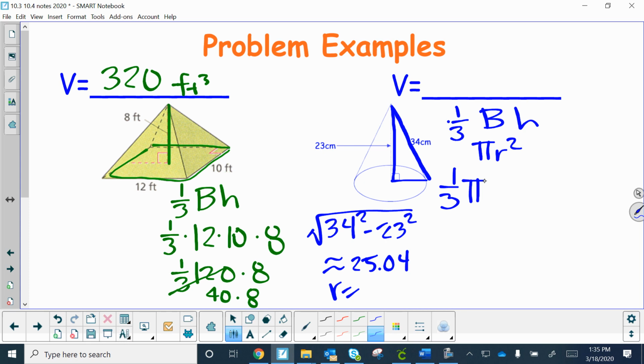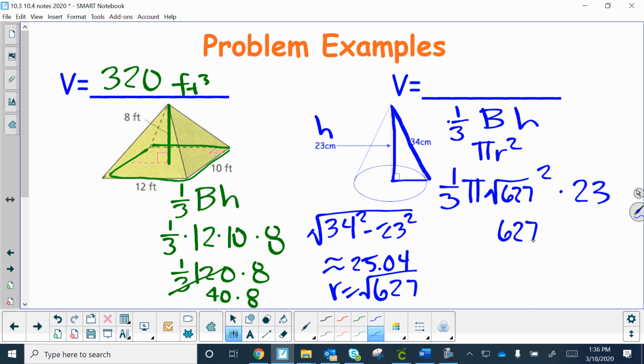So 34 squared minus 23 squared is 627. So the square root of 627. So watch when I do this. Square root of 627 squared times the height, which is 23, okay? Because it's always good to label that as the height. Put a little h next to it so you know where to plug it in. So what is the square root of 627 squared? Just 627.